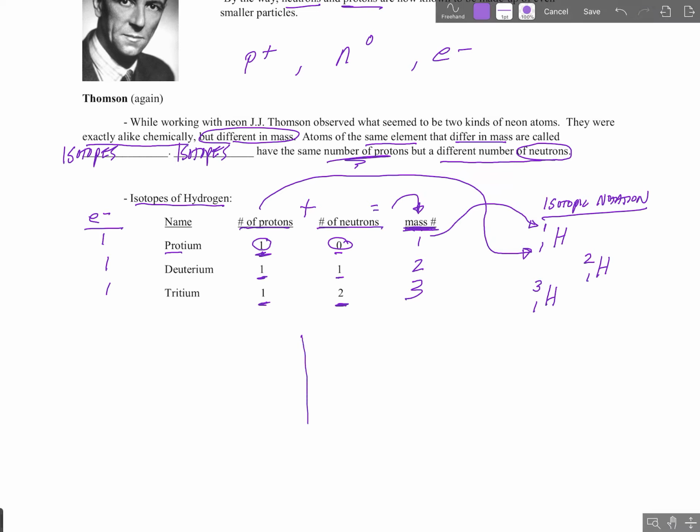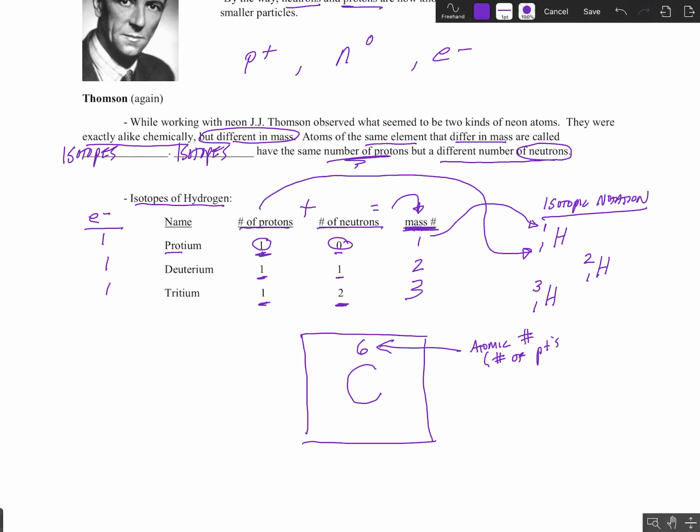Now, when you look at the periodic table, you'll see the symbol for the element, and let's just pick on carbon for right now, right in the middle. And usually above that symbol is an integer, a whole number. For carbon, it is 6. That number represents the atomic number. The atomic number is the number of protons, kiddos. And it also, for a neutral atom, is the number of electrons.